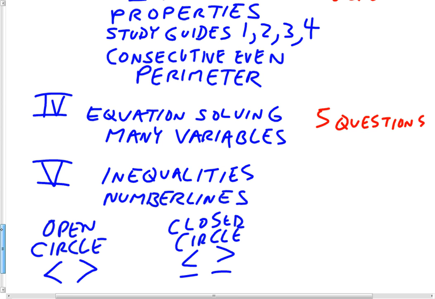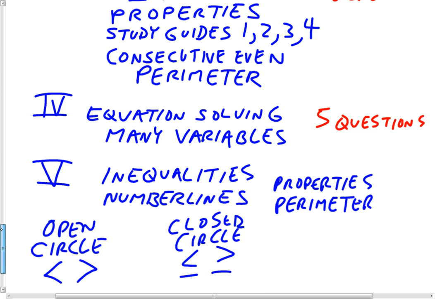So you can see you got some number line graphing that you might have to do. You might see some properties in here. We can still do properties with inequalities. You might see perimeter. That will be another 10 questions.